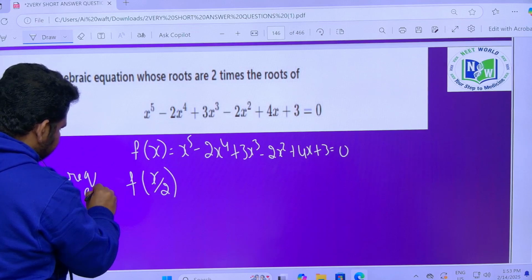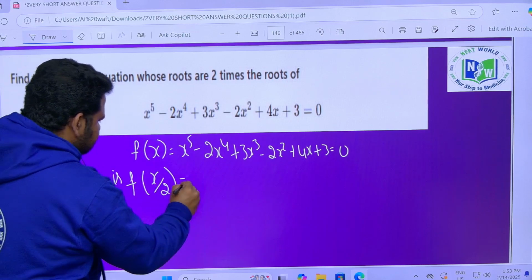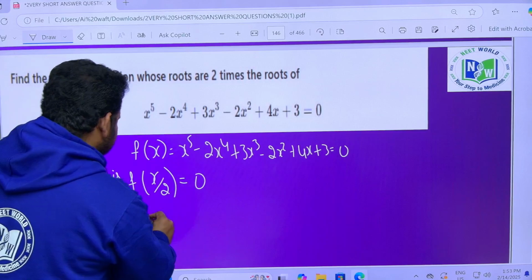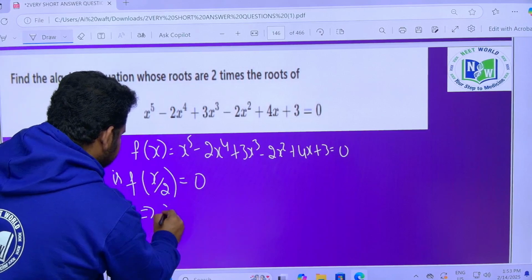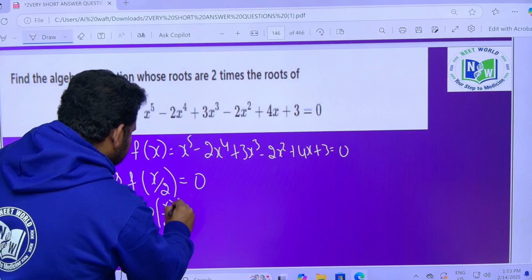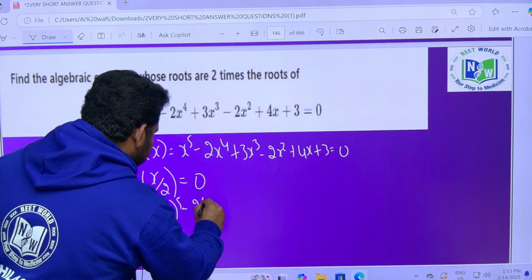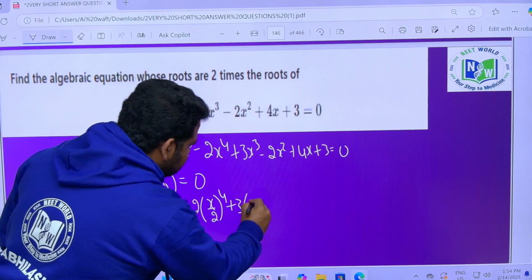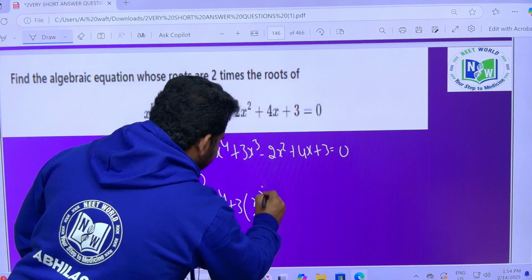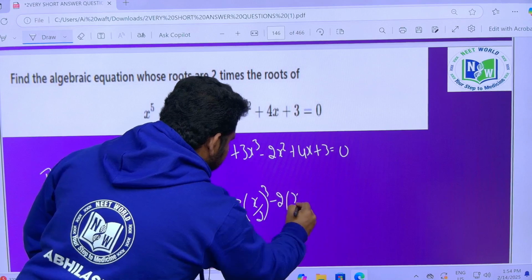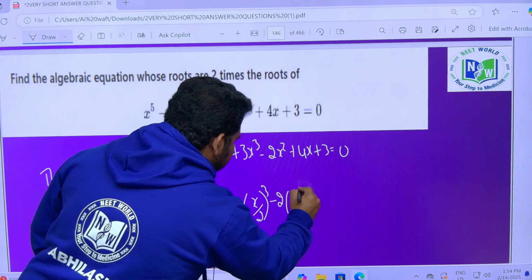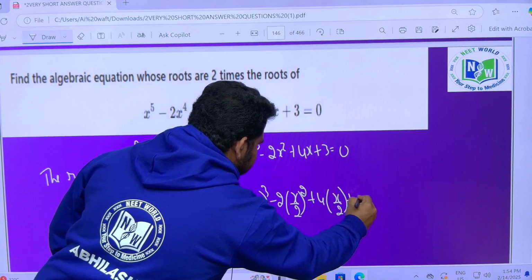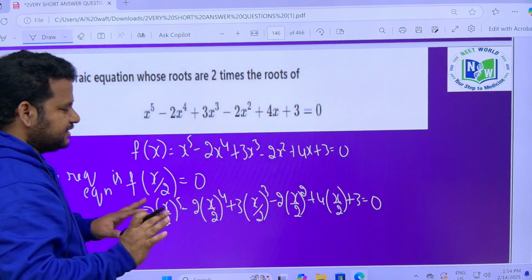Very simple, friends, the required equation is f of x by 2 is equal to 0. So wherever x is there, what should you do? You should write x by 2. So this will become x by 2 to the power of 5, minus 2 into x by 2 to the power of 4, plus 3 into x by 2 to the power of 3, minus 2 into x by 2 to the power of 2, plus 4 into x by 2, plus 3 is equal to 0. Wherever x is there, make it x by 2, that's it.